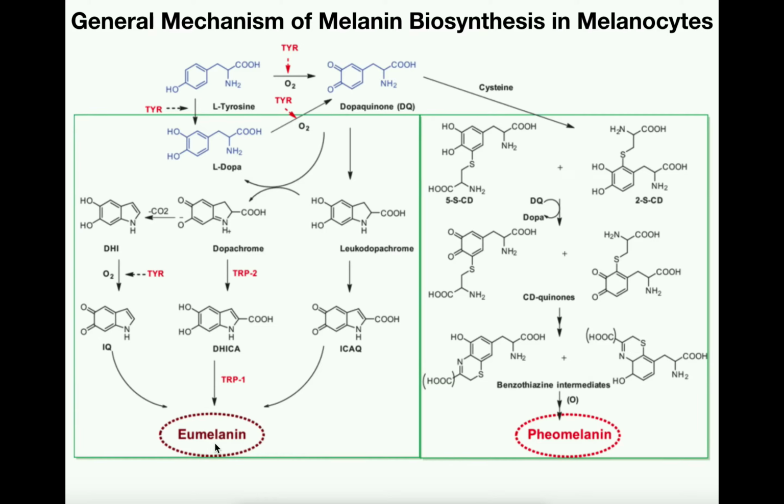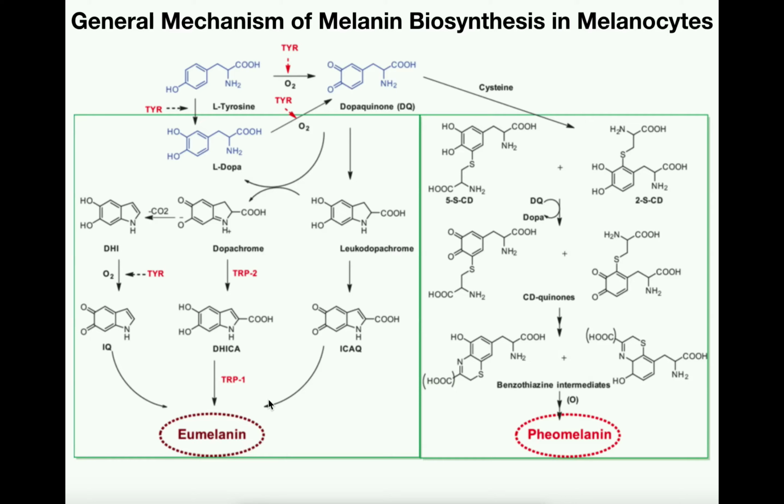Okay? And eumelanin is the type of melanin that we say has a brown to black color. This is the dark pigment. There's another kind of pigment called pheomelanin. This one's more in the red area of the spectrum, so it's not that dark. And the difference between pheomelanin and eumelanin is that pheomelanin is going to contain the amino acid cysteine as well.